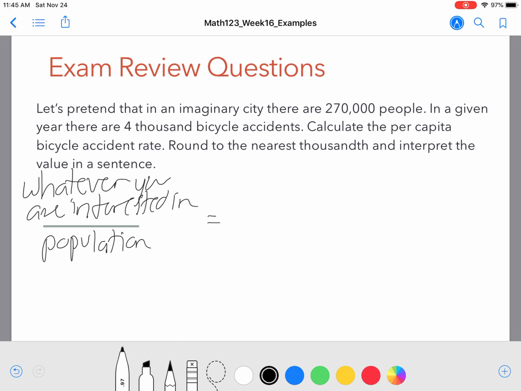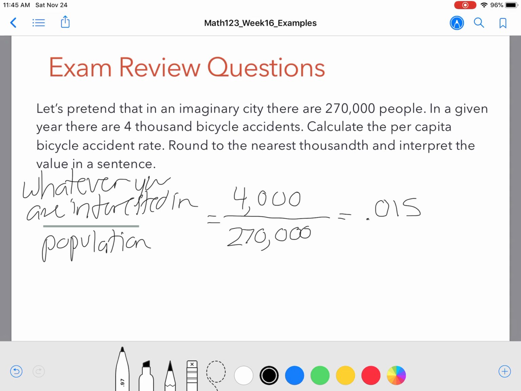So in this case, we are interested in bicycle accidents. So we take our bicycle accidents, which is going to be 4,000, and we divide by our population, which is 270,000. So we're going to get a pretty small little decimal here, but that's okay. We're going to round to the nearest thousandth. Let's see, so I get 0.0148, so we'll round that to 0.015. All right, so that's going to be my answer, and then it asks us to interpret it in a sentence.